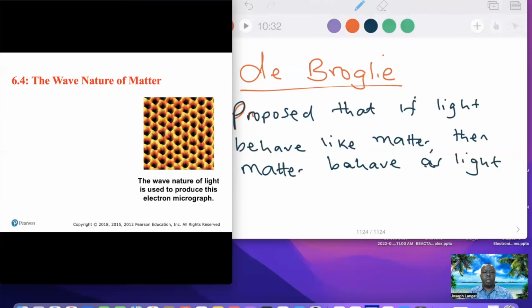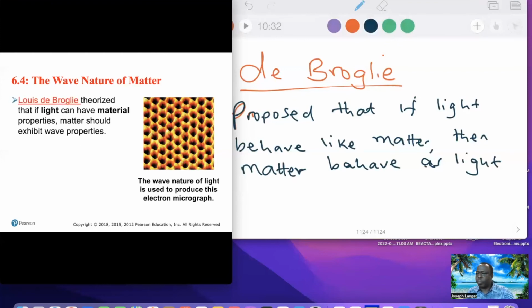In other words, if light behaves like matter, then matter can also behave like light. That means matter has a wavelength, and we will always be talking about the de Broglie wavelength. The wavelength of matter, Louis de Broglie, a French scientist who proposed that matter behaves like light. We call this the de Broglie wave.